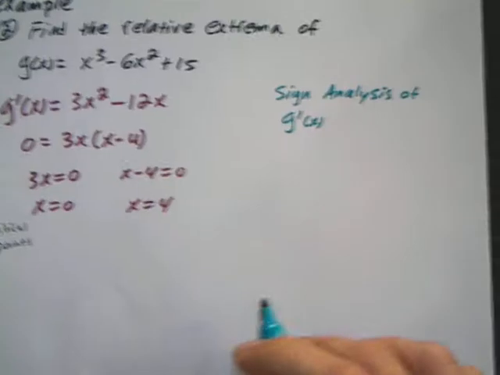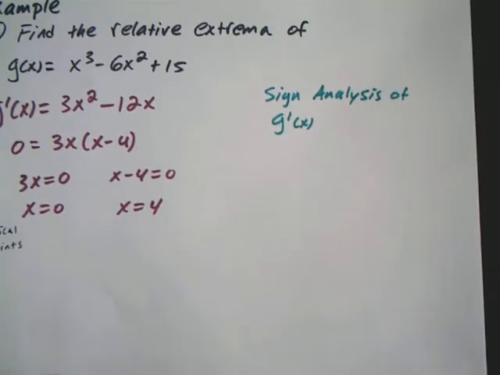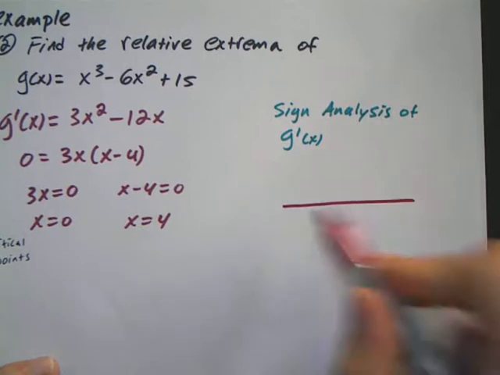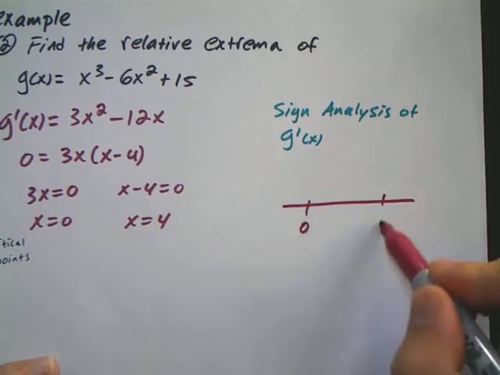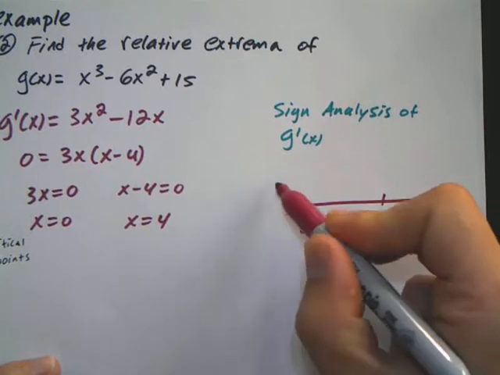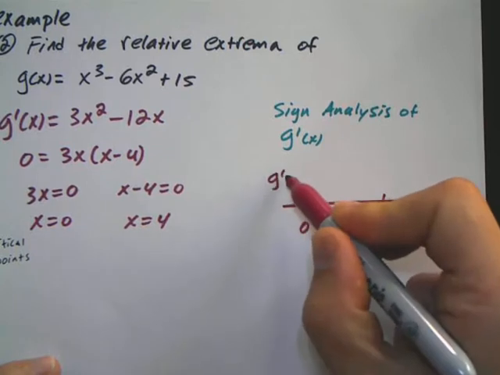Sign analysis of the derivative. So I put these critical points on the number line like before. It's going to go from 0 to 4. And I want to plug in something that's before 0 into the derivative. So g prime of -1.